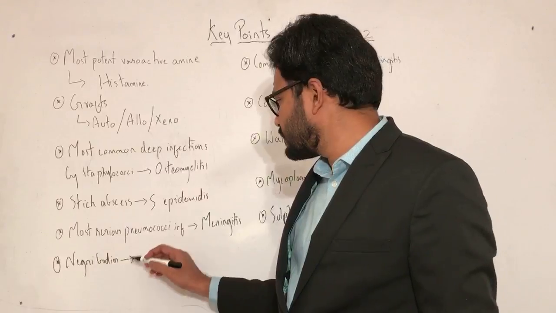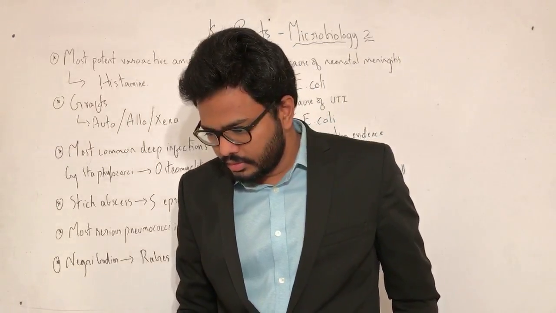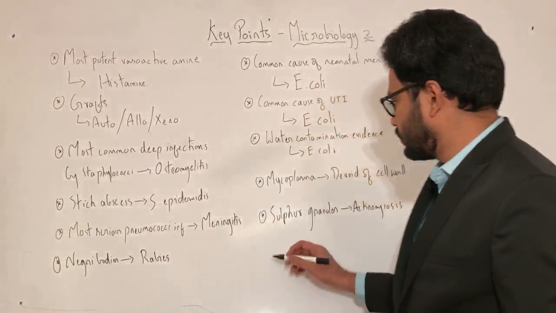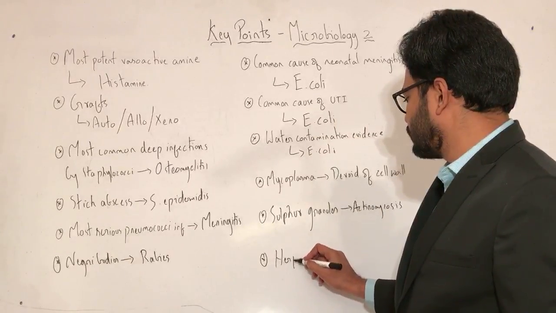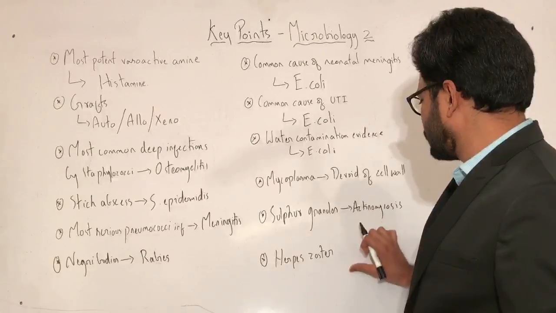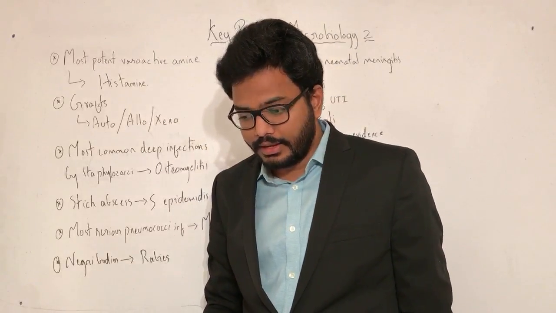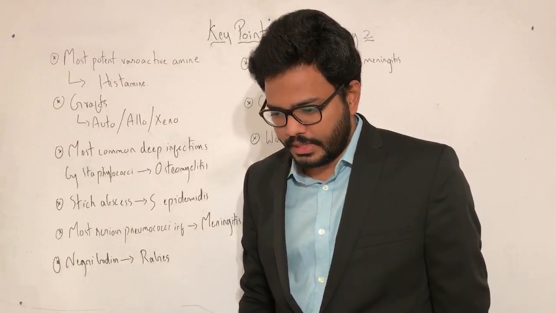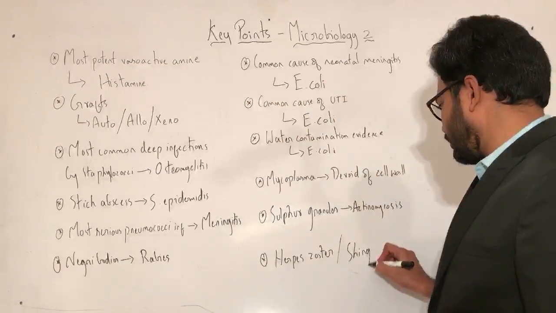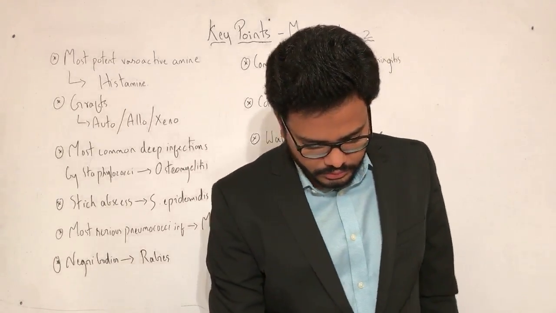What are the other names for herpes zoster? Good. Shingles. Any other name? Yeah, herpes zoster, also called shingles or zona, Z-O-N-A.